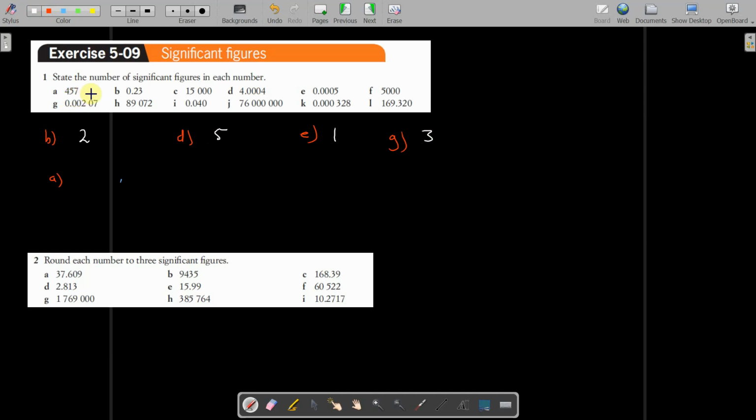That one has no zeros anywhere, so you count all of them. 3. C. 15,000 has lots of zeros at the end, which you don't count. So in numbers that are not decimal, don't count the zeros at the end. So you only count the 1 and the 5. 2 significant figures.